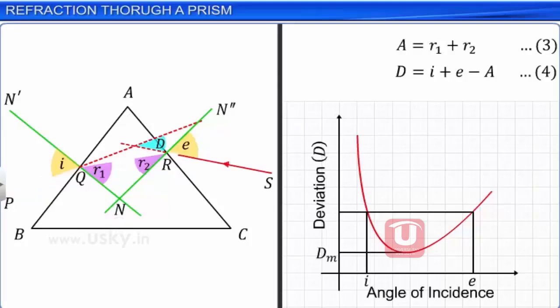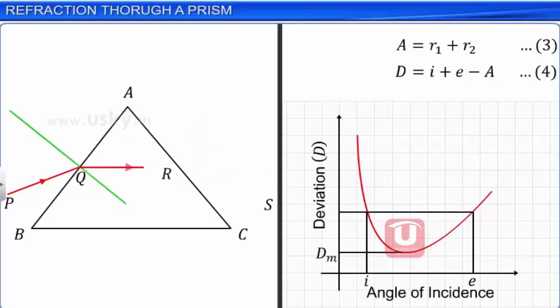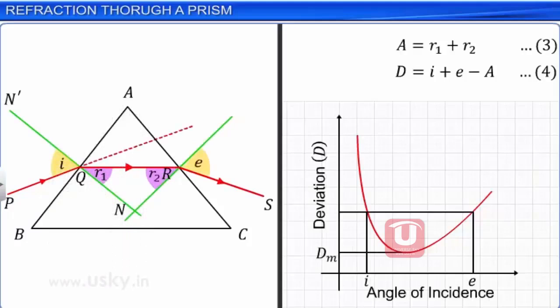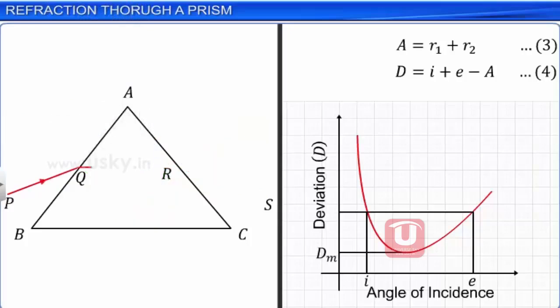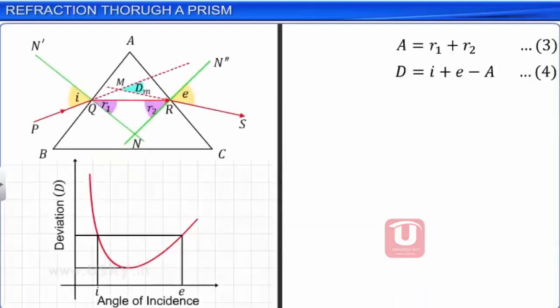If the incident light strikes the prism at an angle that makes the deviation minimum, then the prism is said to be at its minimum deviation position. When the prism is placed at its minimum deviation position, it is found that the light ray passes through the prism symmetrically and is parallel to the base. In this case, the angle of incidence, I, is equal to the angle of emergence, E. Because of the symmetry, we can also write that R1 is equal to R2, and let them be equal to R.